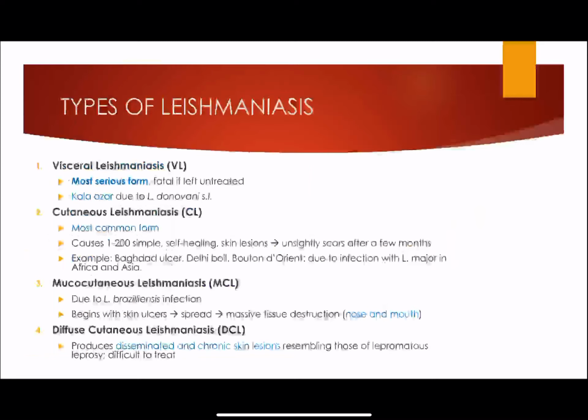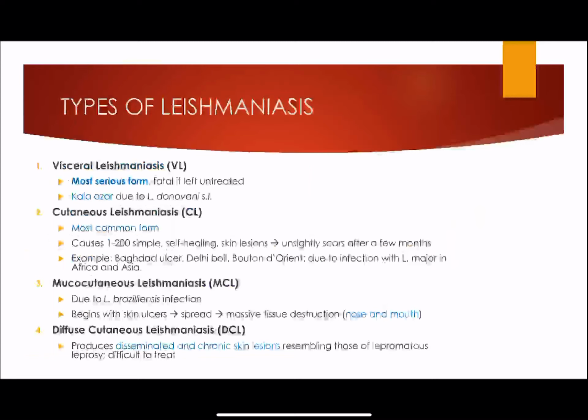Cutaneous leishmaniasis is the most common form. Okay? It causes 1 to 200 simple self-healing skin lesions. Okay? But it can cause scarring. Example would be Baghdad ulcer, Delhi boil, and others. Caused by Leishmania major in Africa and Asia.